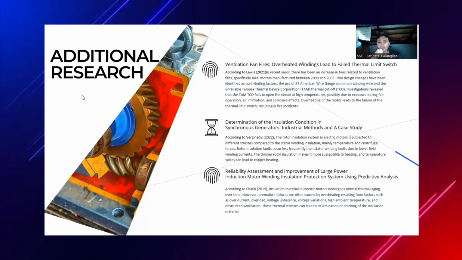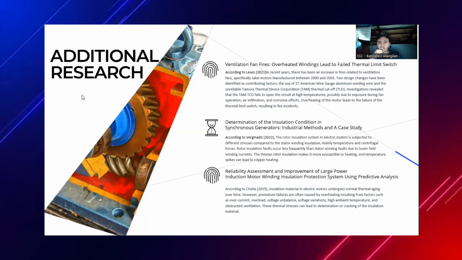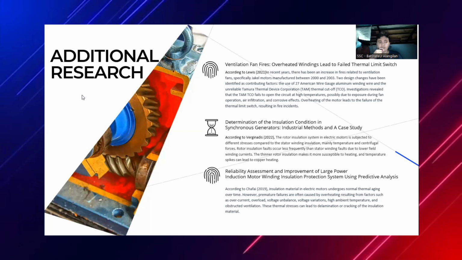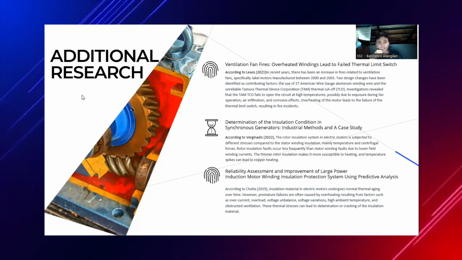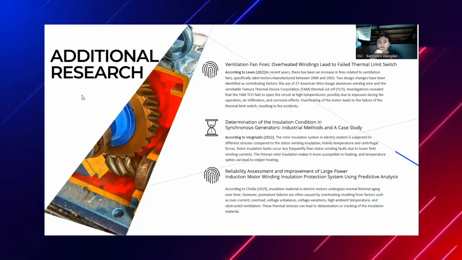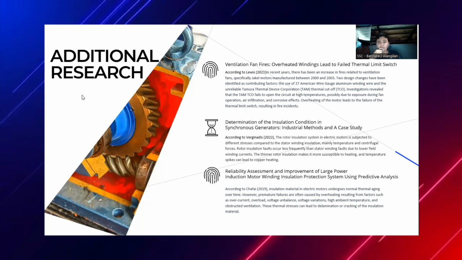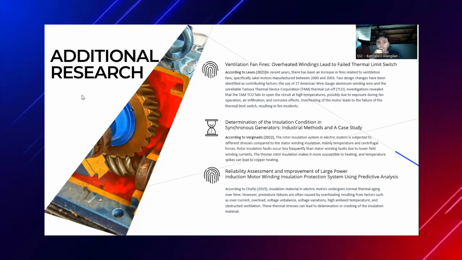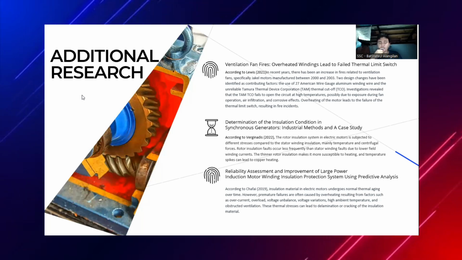The last study is the reliability assessment and improvement of large power induction motor winding insulation protection system using predictive analysis. In this study, insulation material in electrical motors undergoes normal thermal aging over time. However, premature failures are often caused by overheating, resulting from factors such as overcurrent, overload, unbalanced voltage variations, and high ambient temperature and obstructed ventilations. These thermal stresses can lead to the delamination or cracking of the insulation material.